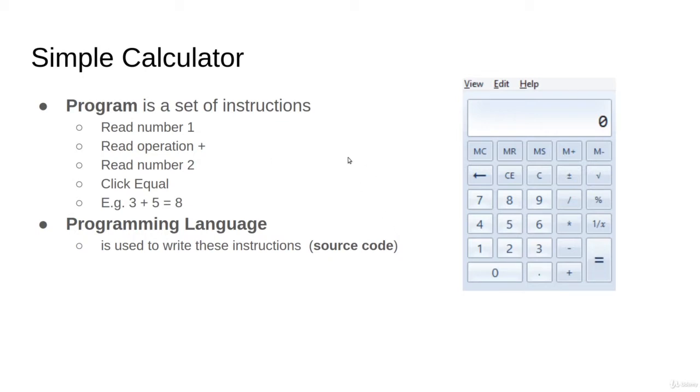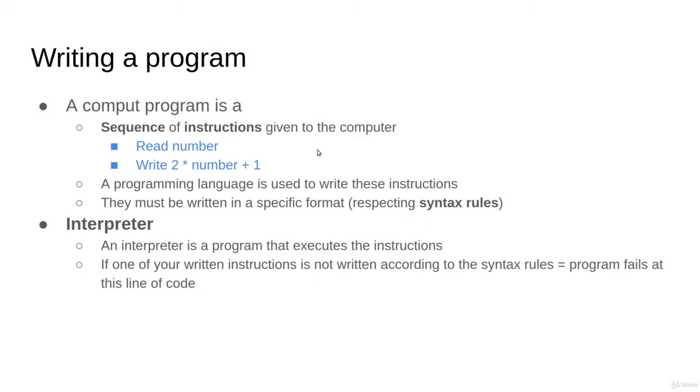To program that, you need to provide the computer with the exact set of instructions. Read number 1, read the plus, read the 2, equal, and so on. To provide the computer with such instructions, we use a programming language, which is just a set of instructions. A computer program is just a sequence of instructions.